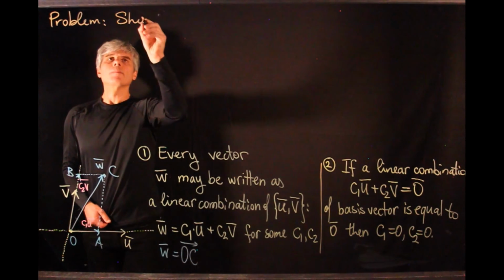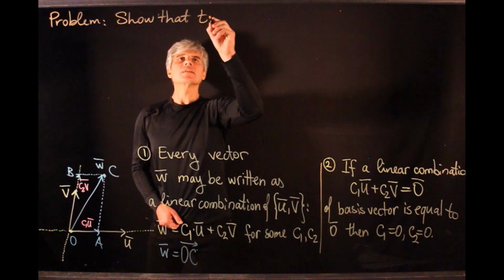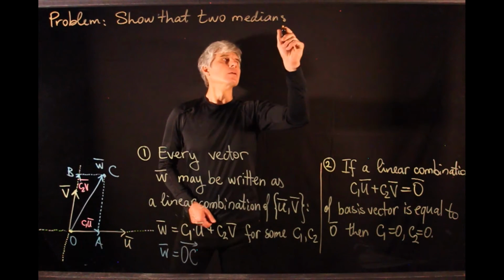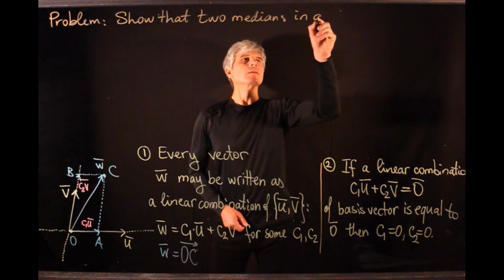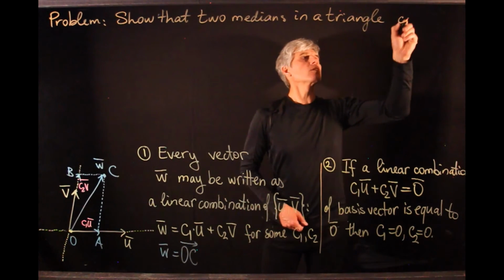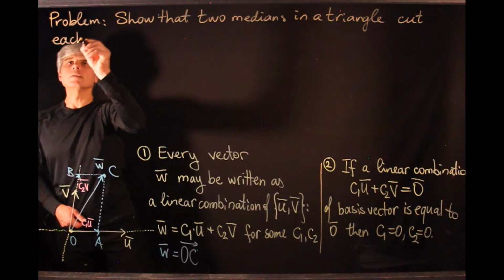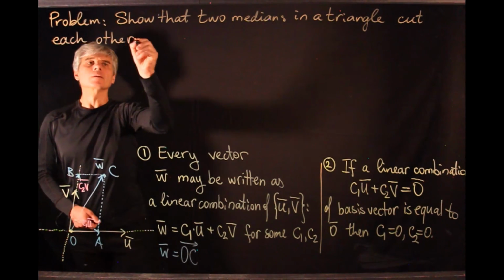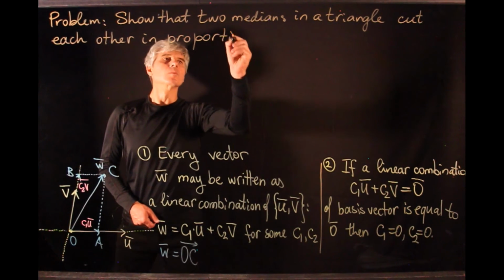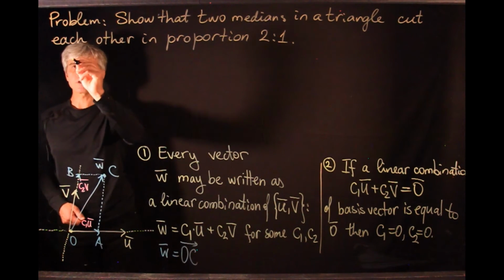Show that two medians in a triangle cut each other in proportion 2 to 1. Let's make a picture.